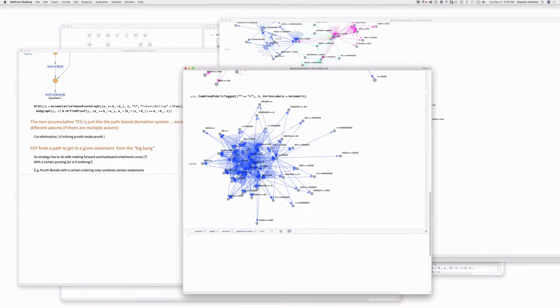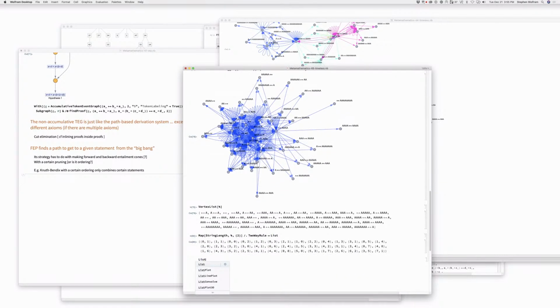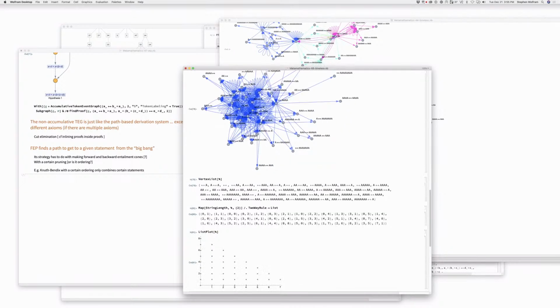Okay, if we say vertex list of this, so the claim is going to be here that if I say string length, map string length onto this at level 2, and then I say /. two-way rule goes to list, and then I say list plot. Yes, we're going to get all the cases. We're going to get everything. Yep. Fairly obviously, we're going to get everything.